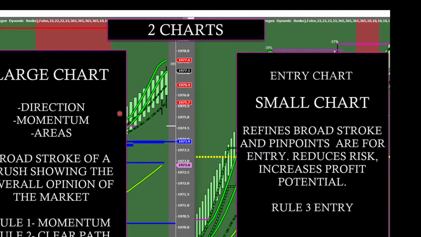Your large chart, the most current bar right there, is all I need on this chart to be able to define the direction of the market that I should be looking for my rules to be met, to define that advantage of momentum through rule number 1, and also to make sure that I have a clear path via rule number 2. 66% of your rules, 2/3 of your advantages come from the large chart. And then write this down. Only when the rules are met on the large chart, this broad stroke of a brush showing the overall opinion of the market, only when the first two rules are met will I turn my attention to a smaller chart.